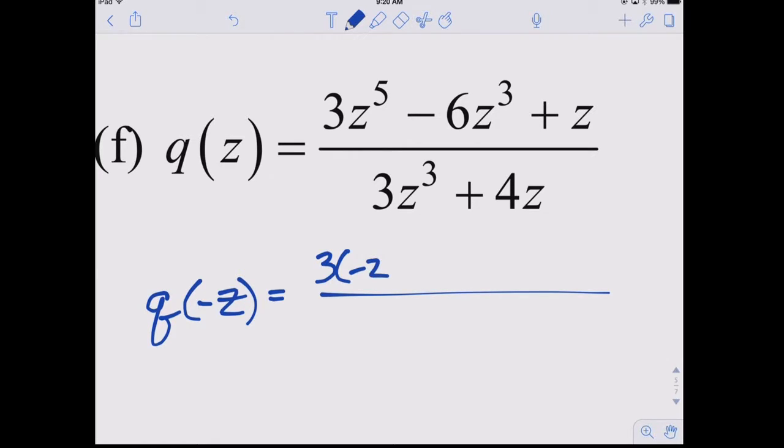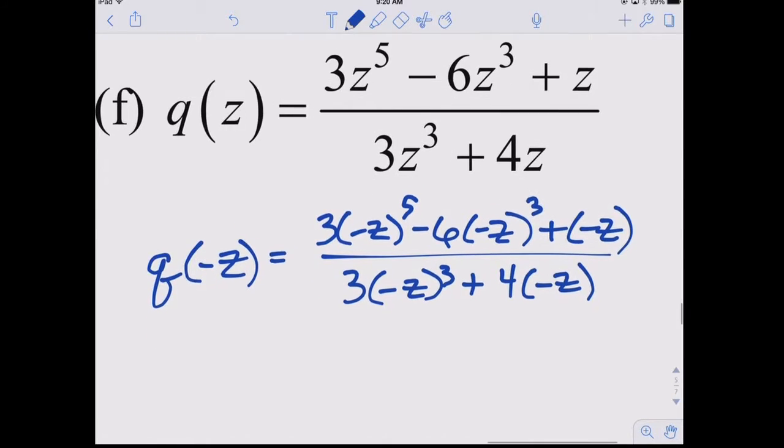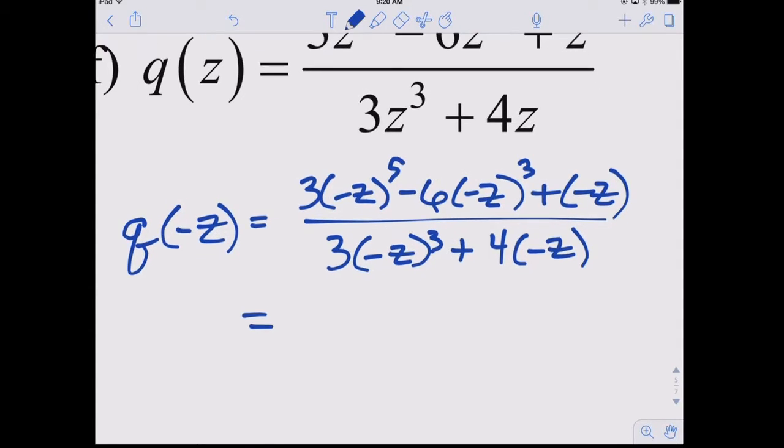So 3 parentheses, negative z to the 5th, minus 6 parentheses, negative z to the 3rd, plus parentheses, negative z. In the bottom, 3 parentheses negative z cubed plus 4 parentheses negative z. Okay, so I replaced everything with negative z. Now I got to go through and simplify. The question in every single term is, does the negative stay or does it go?